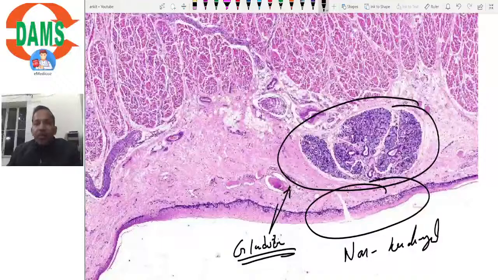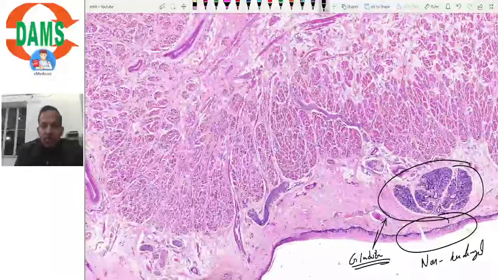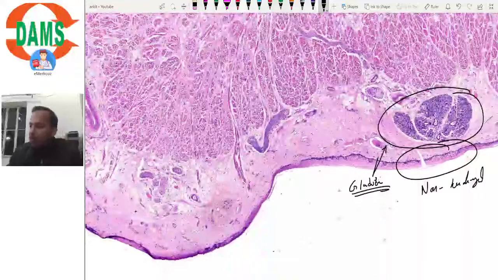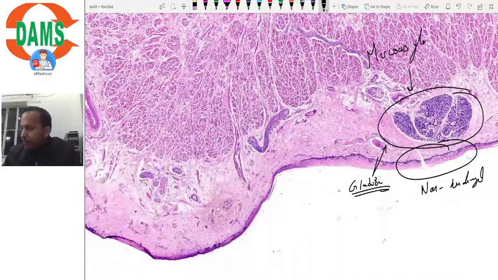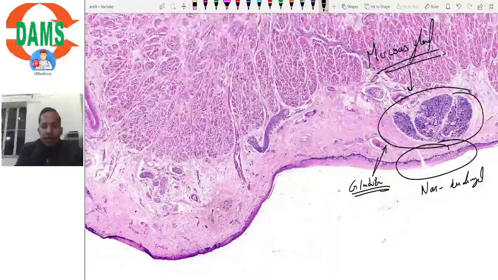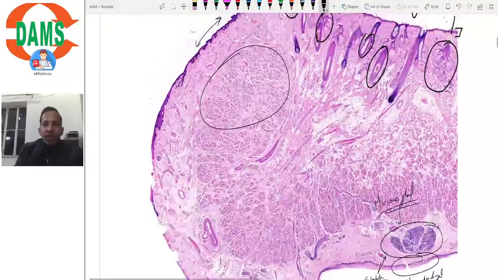As you can see, it is not very clear because it's a big tissue. So zooming it in makes it a bit blurry, right? So zoom it out. Basically, this is a mucus gland. The mucus gland. So let's zoom out further. So what is happening here?